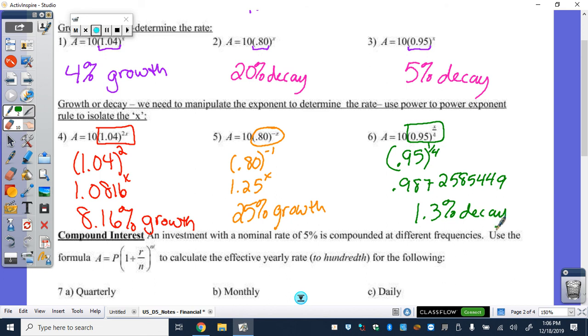If you weren't sure and you can't figure it out by looking at it, you could always do 1 minus whatever decimal you get. It would have given us 0.013, which is 1.3%. You could have turned this into a percent and then subtracted it from 100. You still would have gotten 1.3. So there's a couple of different ways you can figure that out.